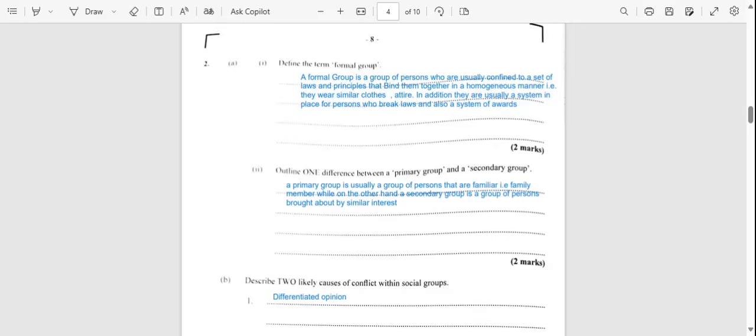Define the term formal group. A formal group is a group of persons who are usually confined to a set of laws and principles that bind them together in a homogeneous manner, meaning that they all, for example, wear the same clothes. If you are a student at some school, particularly within Guyana, the Caribbean, UWI, University of West Indies, you have to wear particular clothes, you have to follow particular regulations, and usually within these formal groups, there's a set of rewards and also a set of sanctions.